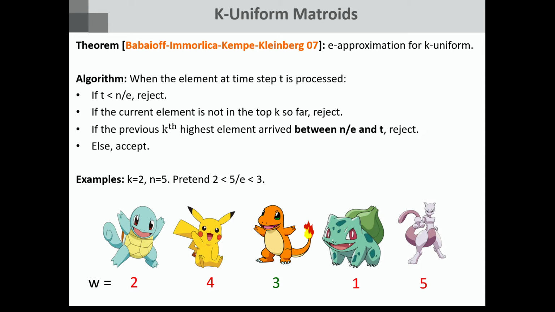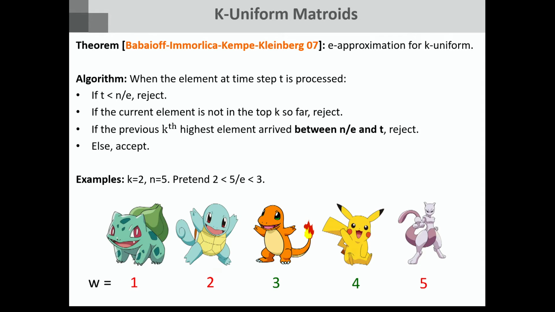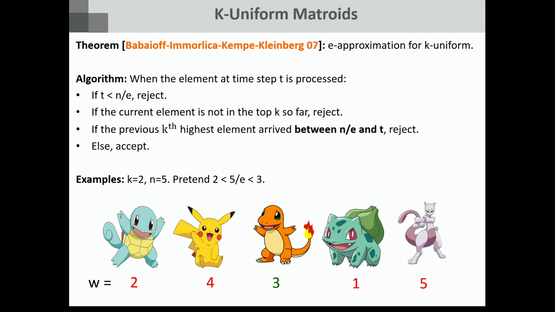Let me see. Yeah, because you can get a new kth highest. But then it's between n over e and t. So in the off chance that the k minus 1 highest comes, that's a better one, and then the k highest comes. Yeah. I see. Yeah. Good.